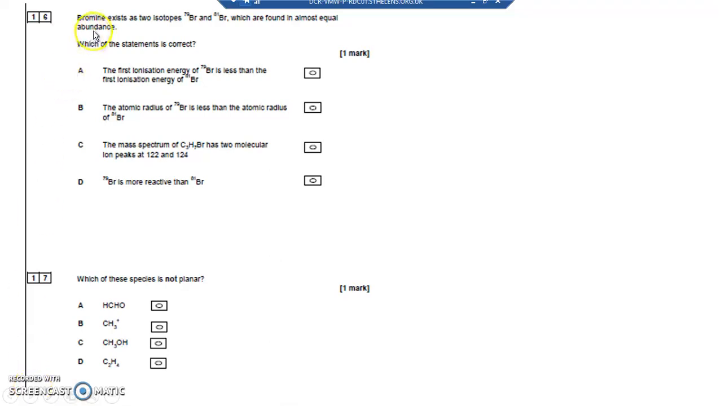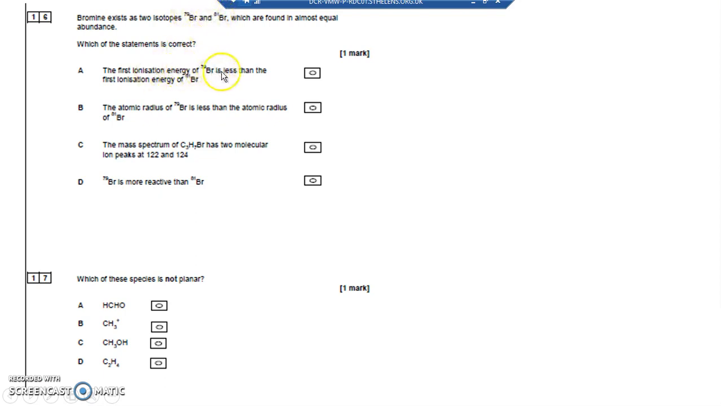So we look at questions 16 and 17. Bromine has two isotopes, 79Br and 81Br. The only difference between these two isotopes is the number of neutrons. The number of protons, the atomic number or the proton number at the bottom, is the same. So they've got the same number of protons and the same number of electrons. The only difference is their mass has changed because the number of neutrons has changed.